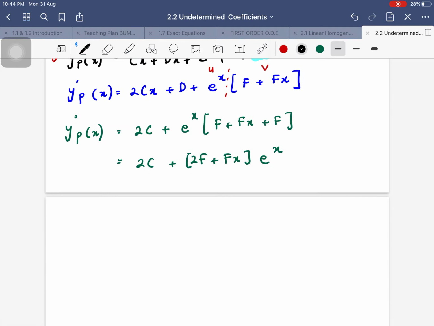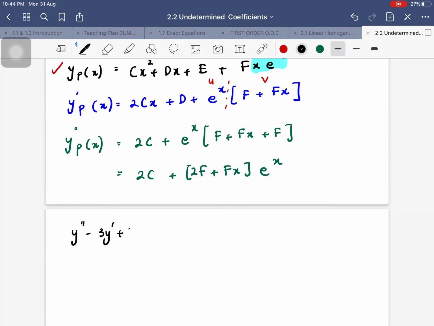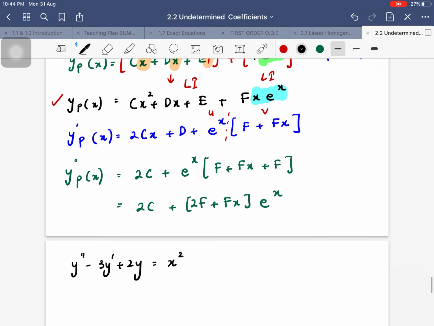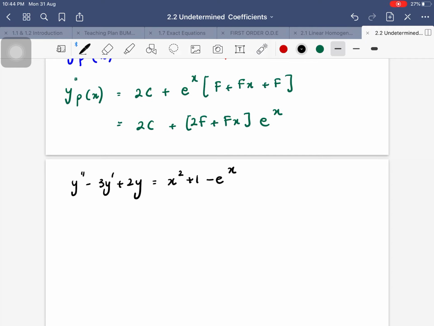And now we're going to substitute into the original equation. My original equation is y double prime minus 3y prime, is that right? Yes, it's minus 3y prime, plus 2y, and that is going to equal x squared plus 1 minus exponential of x. So now I'm going to start substituting, the same as what we have done before. For y double prime, I'm going to have 2c plus exponential of x multiplied by 2f plus fx. So that is going to be my y double prime.